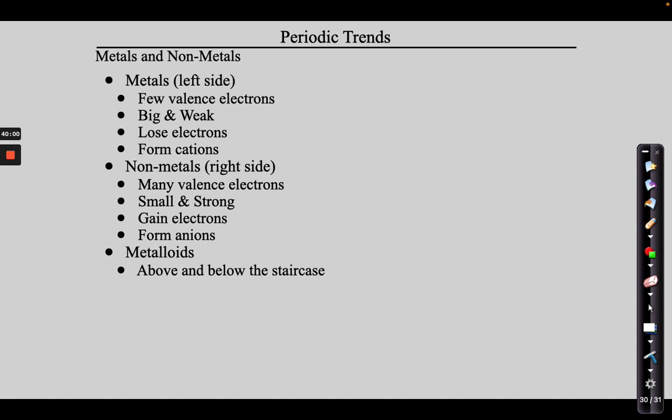Remember, our metalloids right above and below a staircase kind of share properties of both, to some degree or another. Okay? Guys, any questions? All right, when I see you in the future, we're going to take these building blocks for how these all come together and how they bond together.